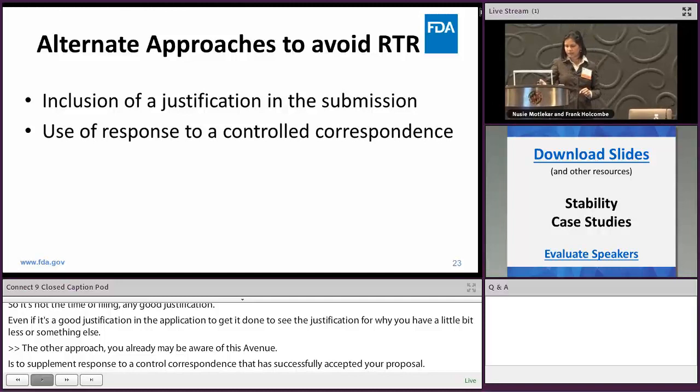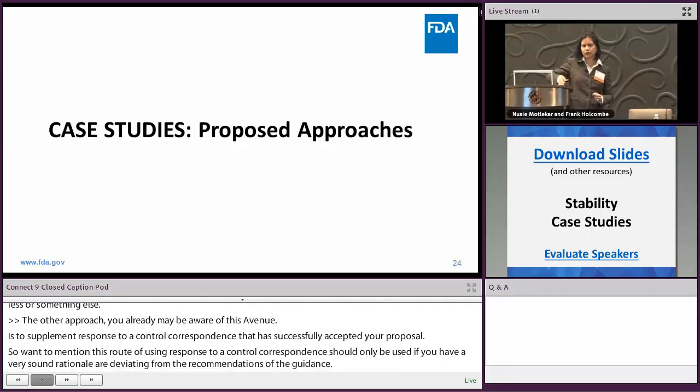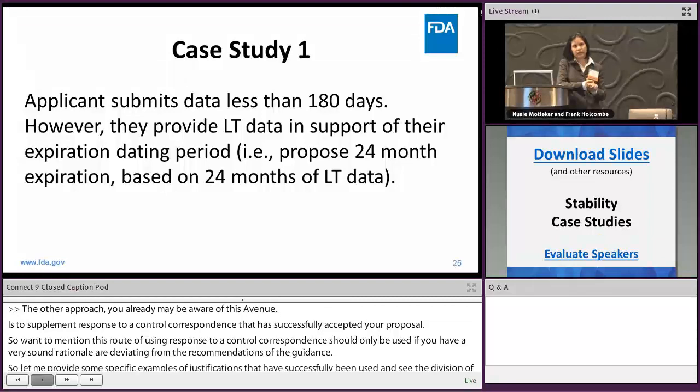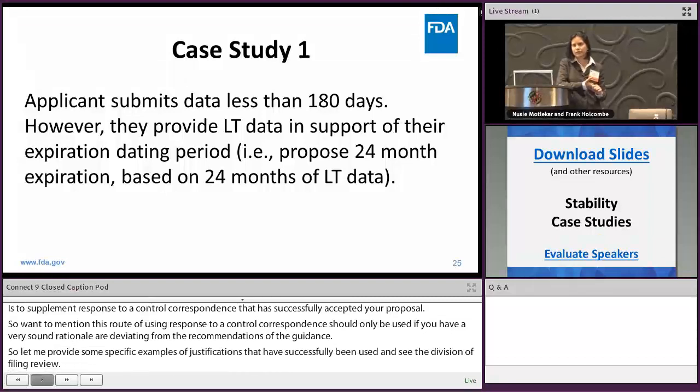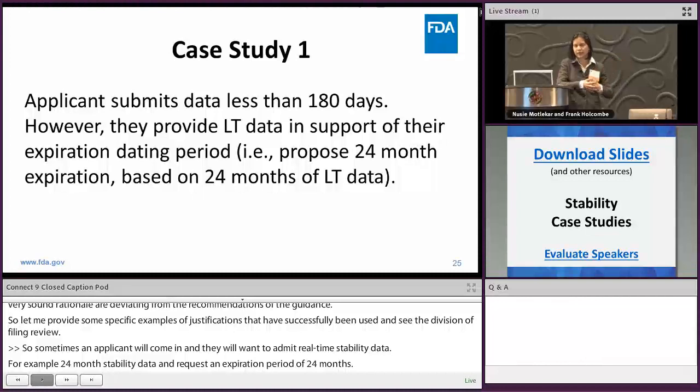So let me provide some specific examples of justifications that have successfully been used and seen at the Division of Filing Review. Sometimes an applicant will come in and want to submit real-time stability data, for example, 24-month stability data, and request an expiration period of 24 months. Sometimes, if you want to request a shorter expiration date, you can go with 12-month or 18-month, and then provide the appropriate 18 months of real-time stability data. And this has been acceptable in the past.